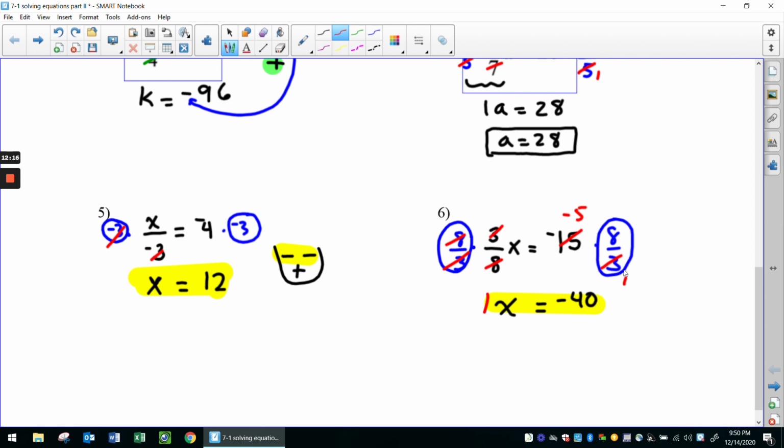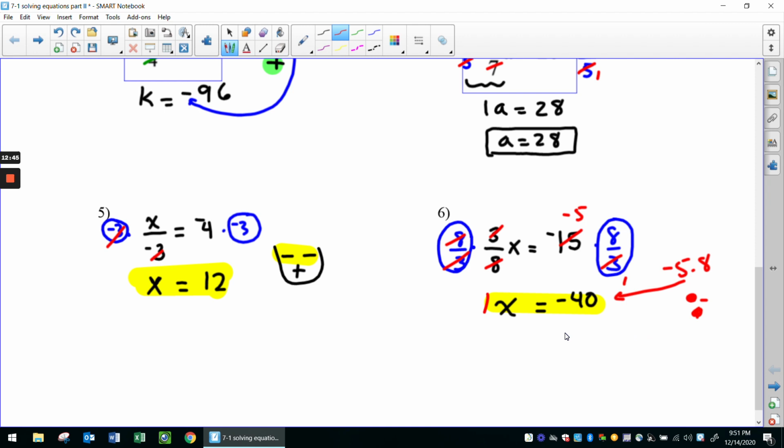So 3 goes into 3 once, goes into -15, -5 times. And so we have -5 times 8 that we're looking at. -5 times 8 is -40. And remember, that's Mr. Divmold again, so you could use that. And you're multiplying negative by a positive, so your answer is negative.